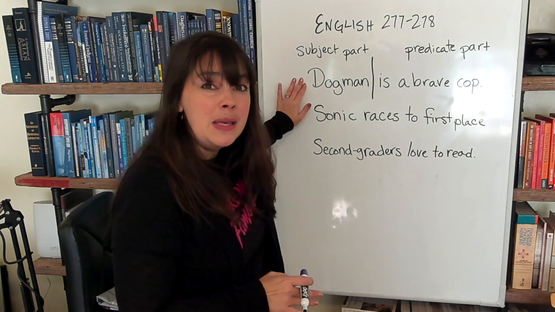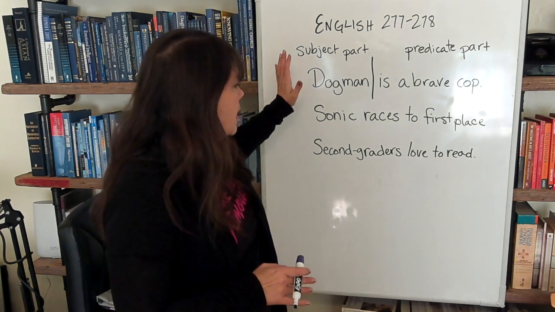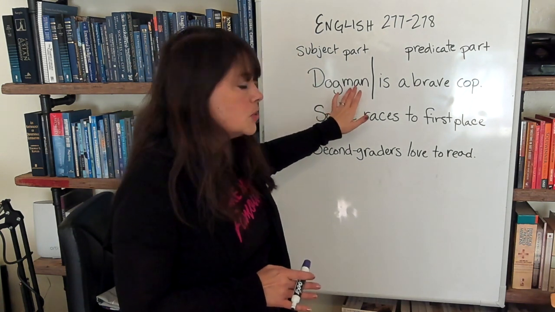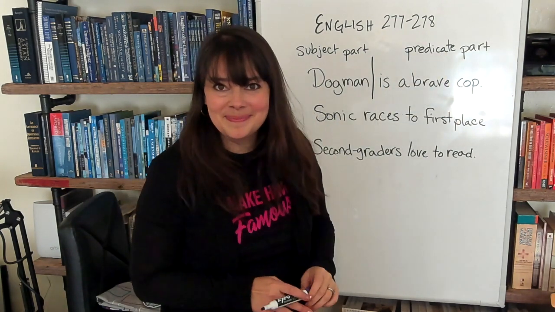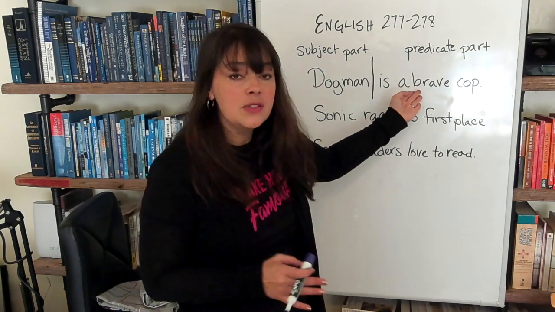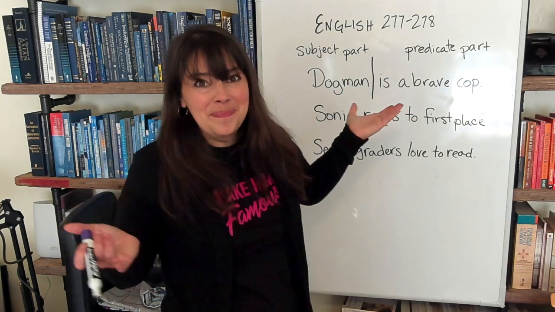Now, a subject can be more than one word. A subject part of a sentence can be more than one word. But in this case, it's just Dogman, subject part, is a brave cop, predicate part, right? The predicate tells who or what the subject is. A brave cop. All right?